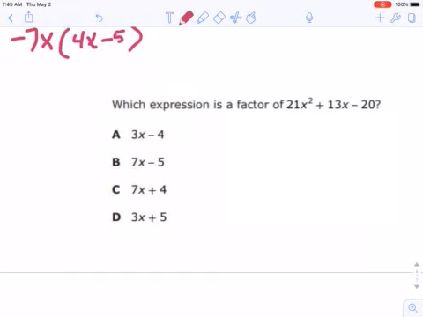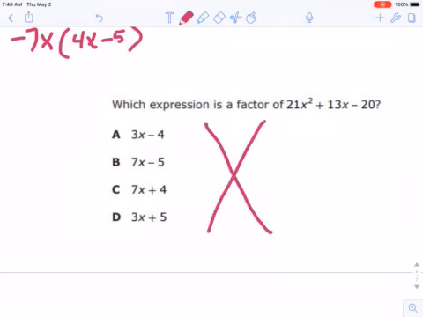So then this one is an example of a problem that you can't just rely on multiplication because you actually do have to factor. They say, which expression is a factor of 21x squared plus 13x minus 20? Again, start with the greatest common factor. There isn't one. Move to grouping. Can't do that. It's not a perfect square trinomial, so I'm going to have to rely on the x factor.